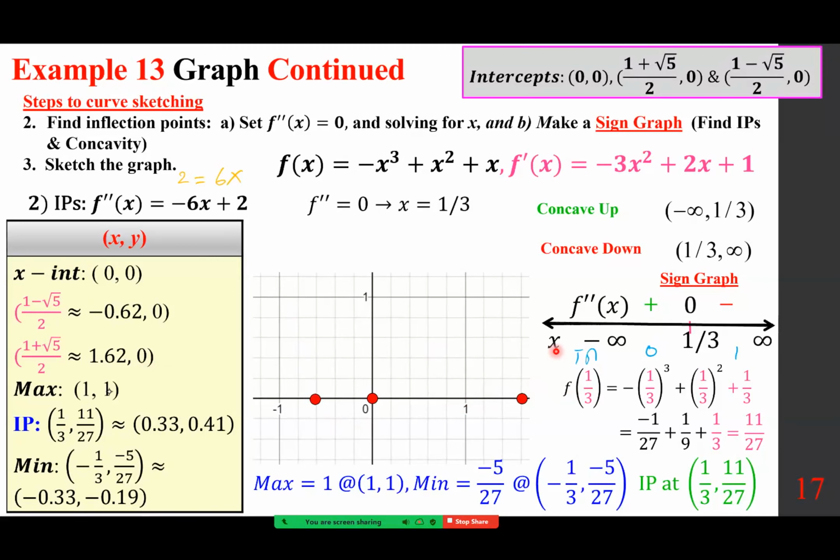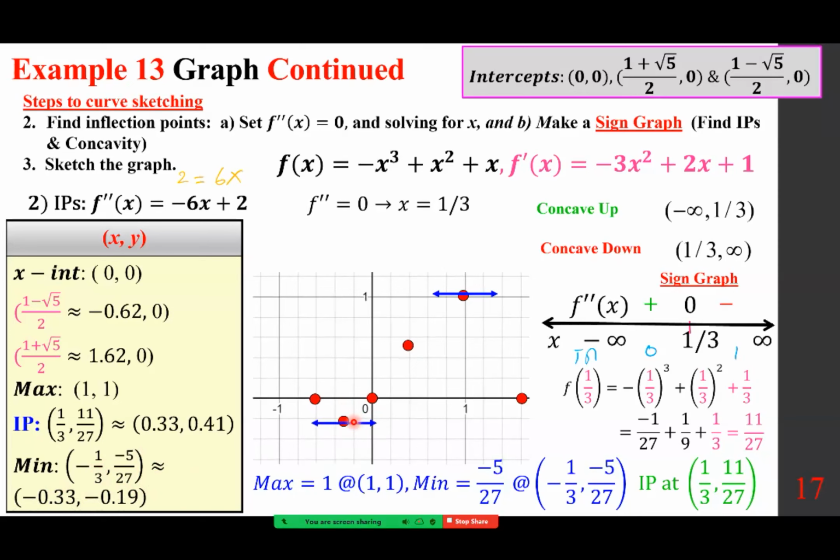The next one is a maximum at (1, 1). And we're going to put an arrow. Anytime you have a max and min, you put a double arrow, meaning it can't cross it. The IP is at 0.33 and 0.41, so somewhere here. The minimum at -1/3, minus 5 over 27. We use this because it makes it easier to see that. So -0.3 somewhere here, -0.2 somewhere here. So puts it somewhere here with a double arrow.